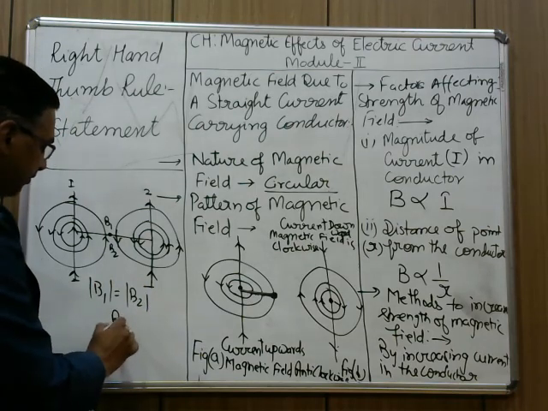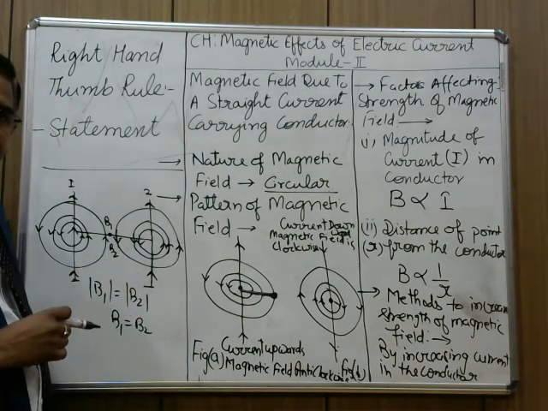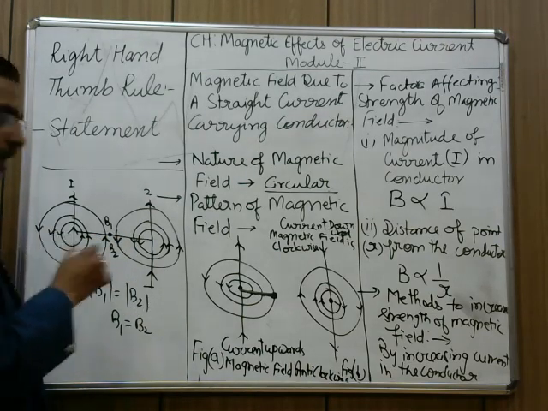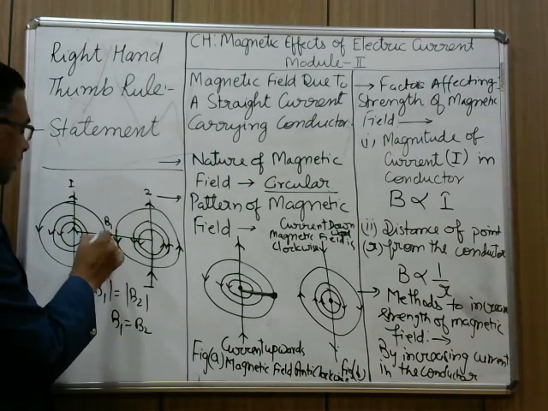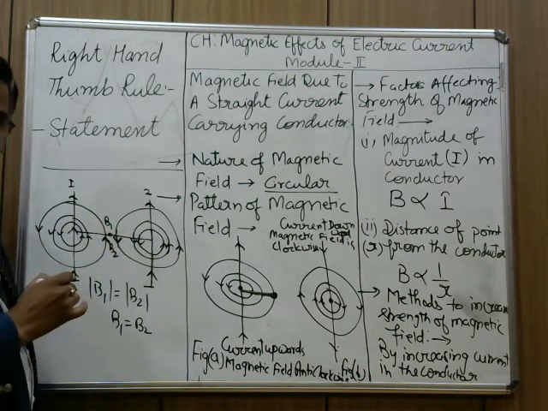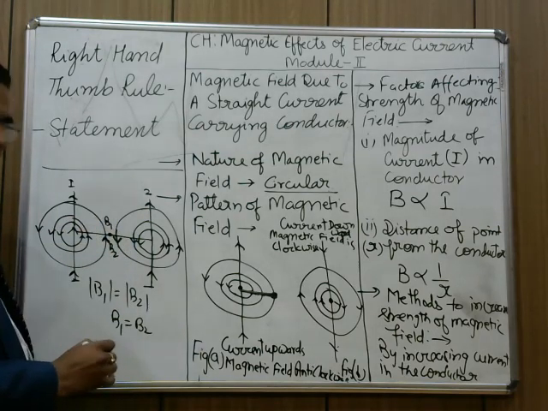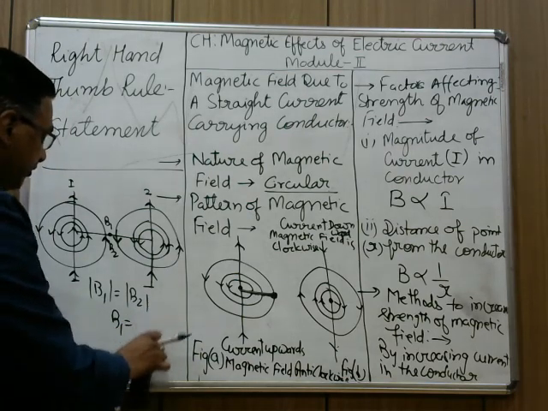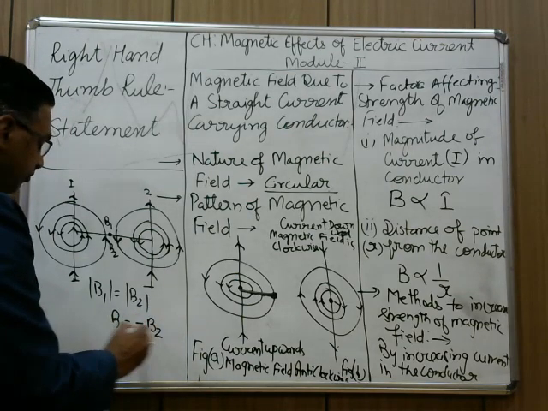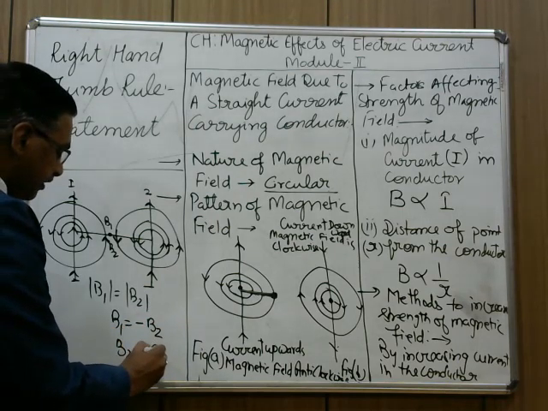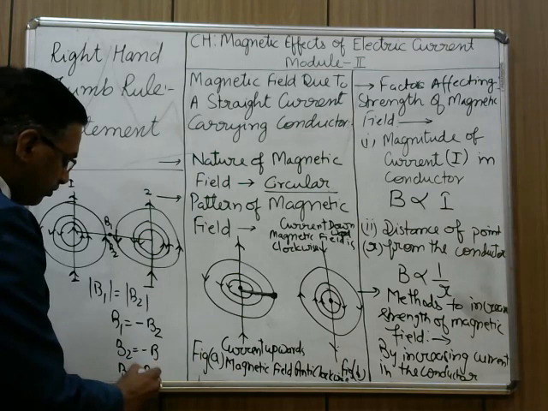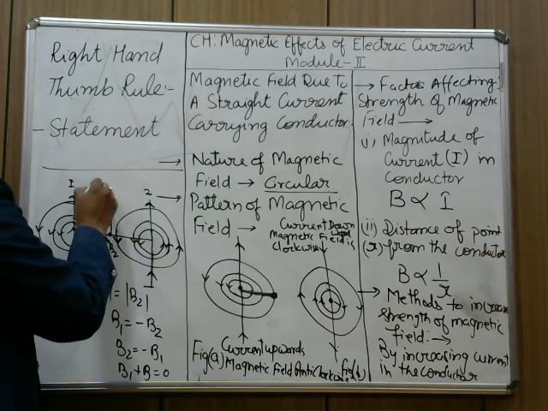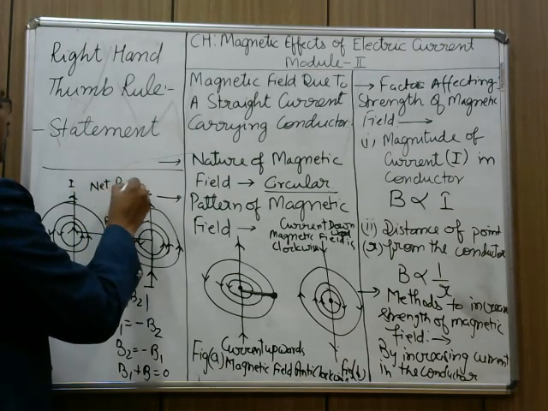Now, at this point, B1 and B2, since they are at the same distance, their magnitudes are equal: B1 will be equal to B2. But you can see their directions are opposite. At this point, because of the first it is upward and because of the second it is downward. So here the magnetic fields are equal and opposite in nature. Means B1 will be equal to minus B2, so that B1 plus B2 equals 0. That is, at this point the net magnetic field, net B, will be 0.